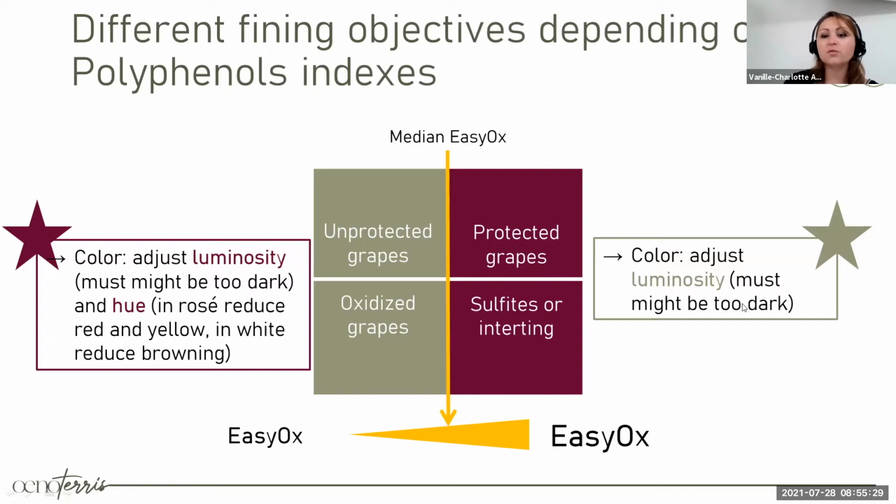On the other hand, when we're talking about Esiox plus, these grapes were already protected, either by sulfites or by inerting thanks to a neutral gas. So in that case, it's more about adjusting the luminosity of the color because the must might be too dark. But in any case, we have to think about the ones in those 4 categories, and that's what the PolyScan helps you to do and what the Smart App Collage is all about.